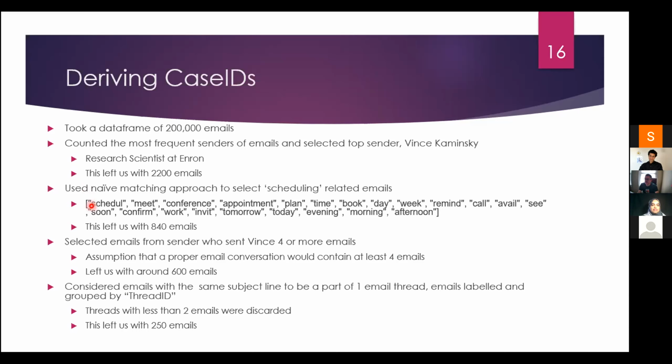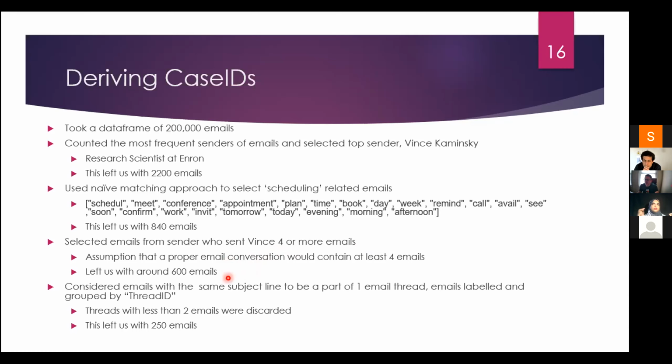And so this list of keywords was used to naively match emails related to scheduling. If an email contained three or more of these words, we labeled it as a scheduling email, and the rest were discarded. This left us with 840 emails. Then we only kept the emails where Vince communicated with the person four or more times. The assumption was that a proper email conversation would last at least four emails, especially if it was about a business process. Considering only emails with four or more interactions back and forth left us with around 600 emails.